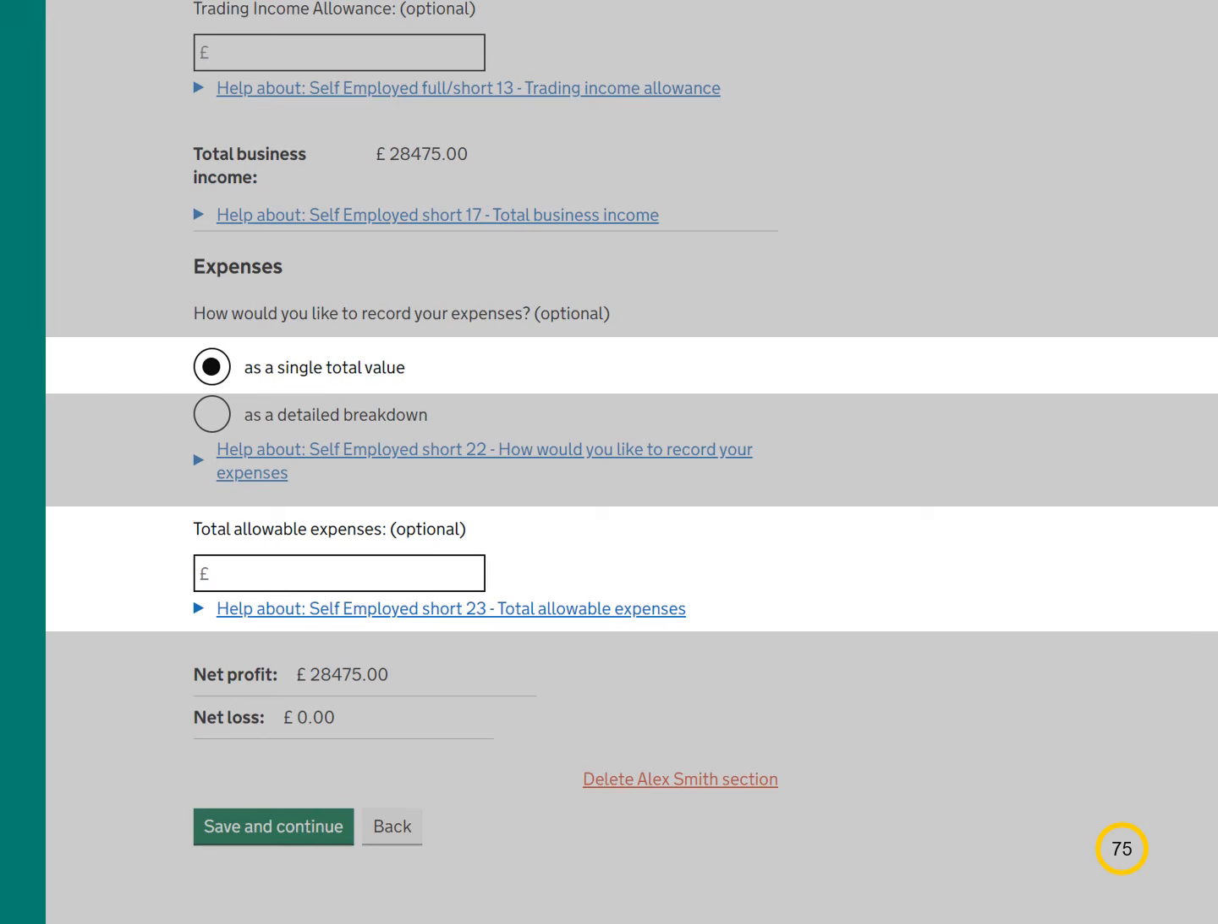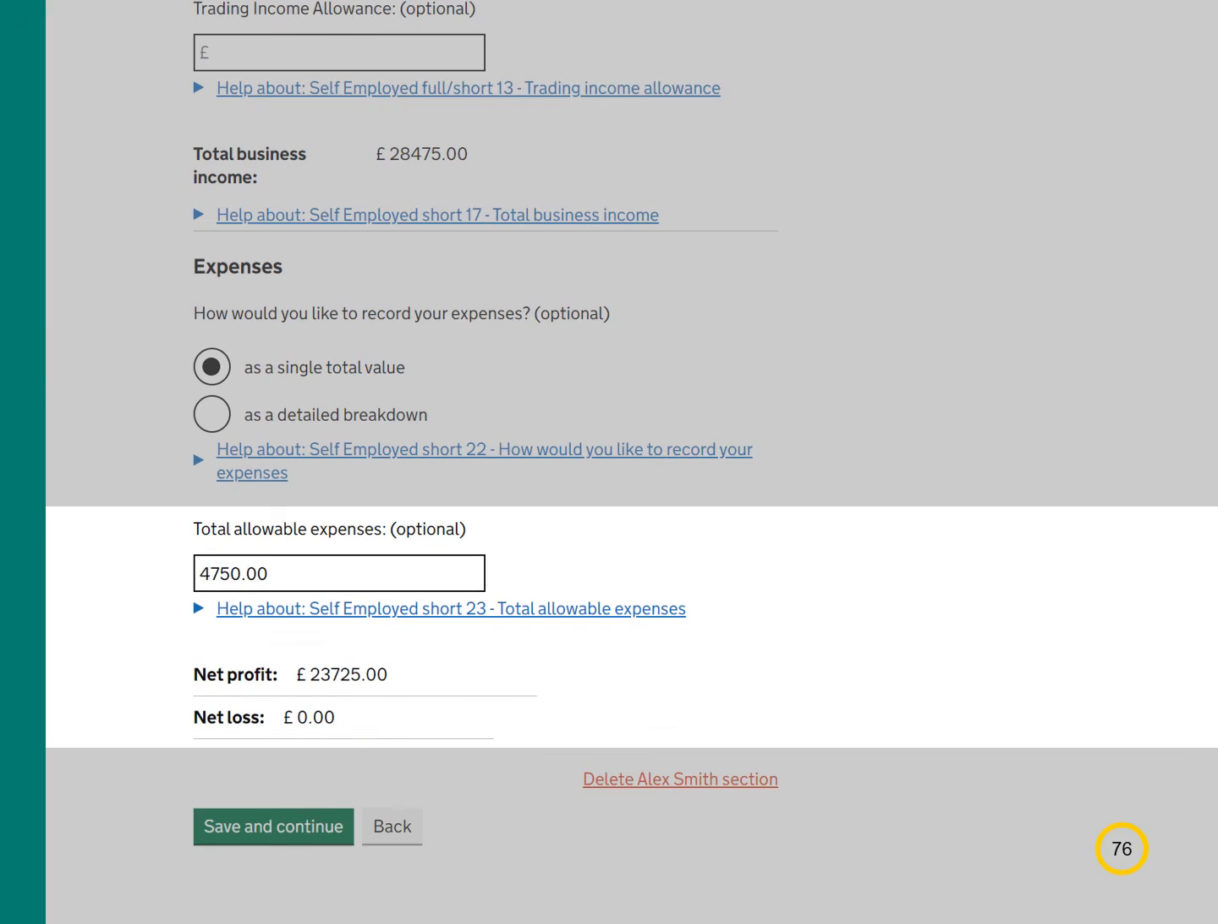Just as you would if you've given a detailed breakdown, you need to keep accurate records of all your expenses and evidence to support these, in case we ask to see them. Don't send these to us unless we ask for them though. When you enter your total allowable expenses, the net profit or loss is worked out for you.